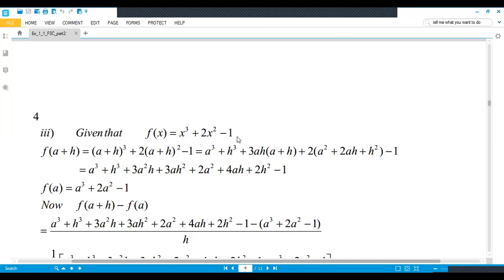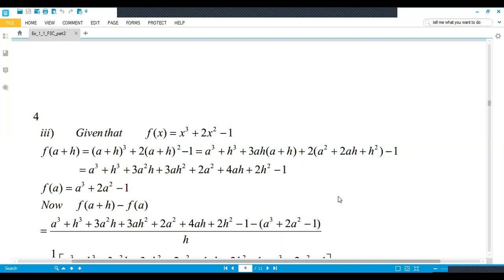So for this, what will we do? Where we find x in the question, there we put a plus h first. Look, f of a plus h. So in place of x cube, we put (a plus h) whole cube. 2 as it is. In place of x square, we put (a plus h) whole square, and minus 1 as it is.